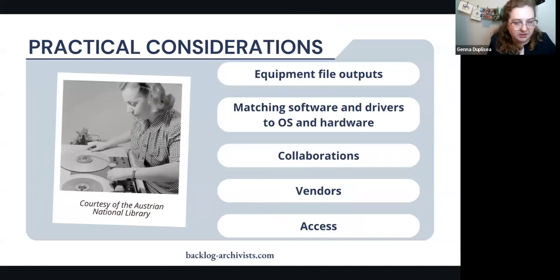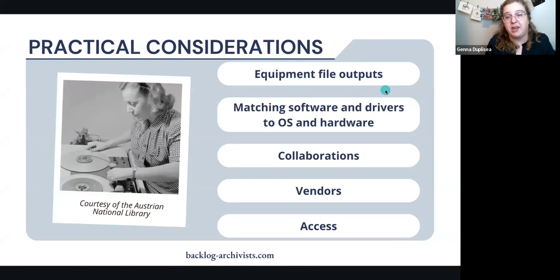So some practical considerations to consider when you're picking out your equipment. What are the file outputs that your equipment can actually produce? I remember purchasing a document camera a few years ago. It's got a vertical piece and an arm, and the camera points down, so you could just put documents in front of it and quickly move them and shoot.